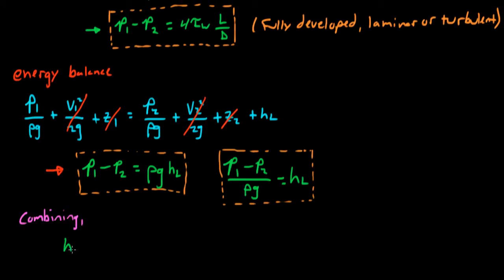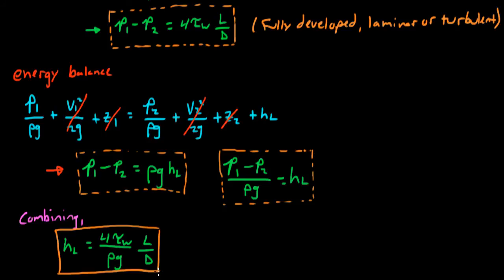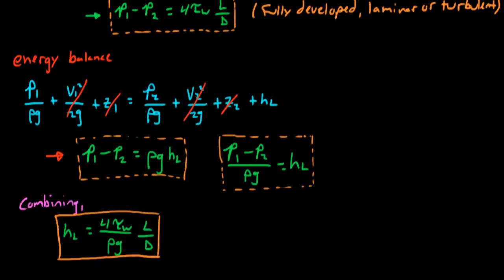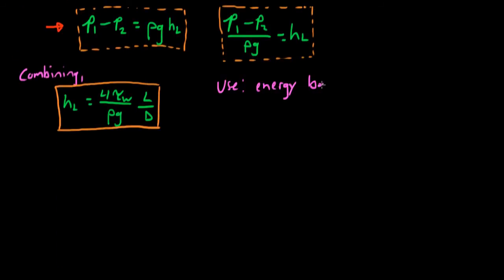Combining the previous results, we see that the head loss due to friction is equal to 4 times the wall shear stress divided by the density times the acceleration due to gravity, all times the length divided by the diameter. This is the height that must be overcome in an inviscid flow to simulate the effect of friction. This head loss can be used in an energy balance of the form head at station 1 equals head at station 2 plus head loss.